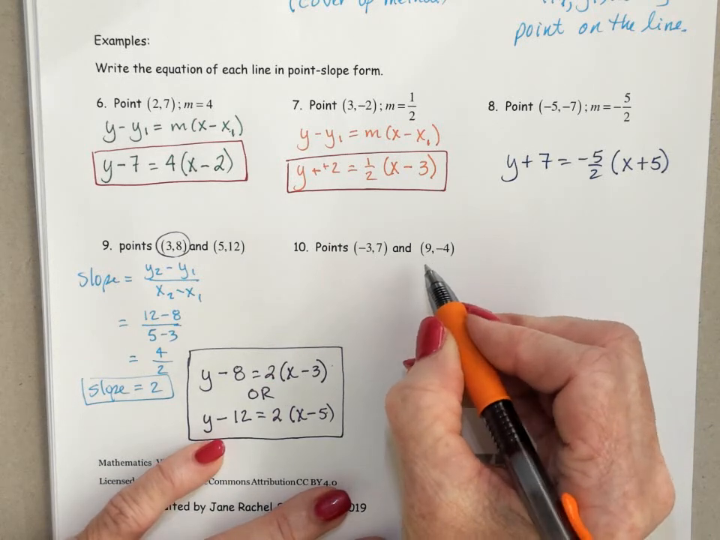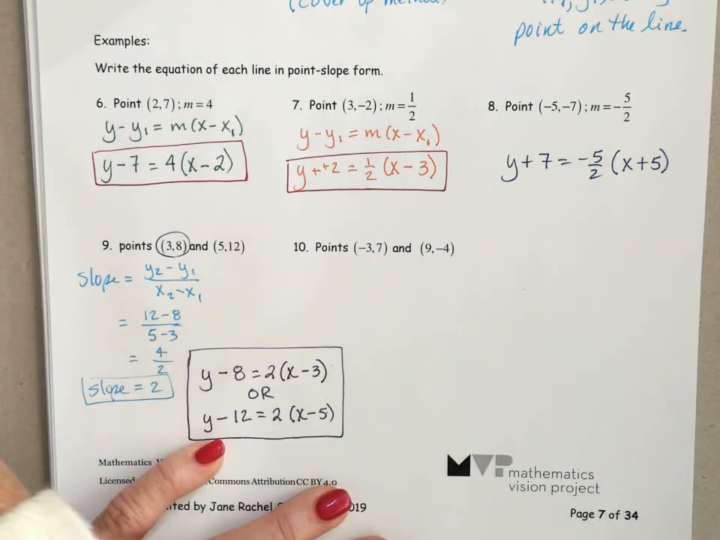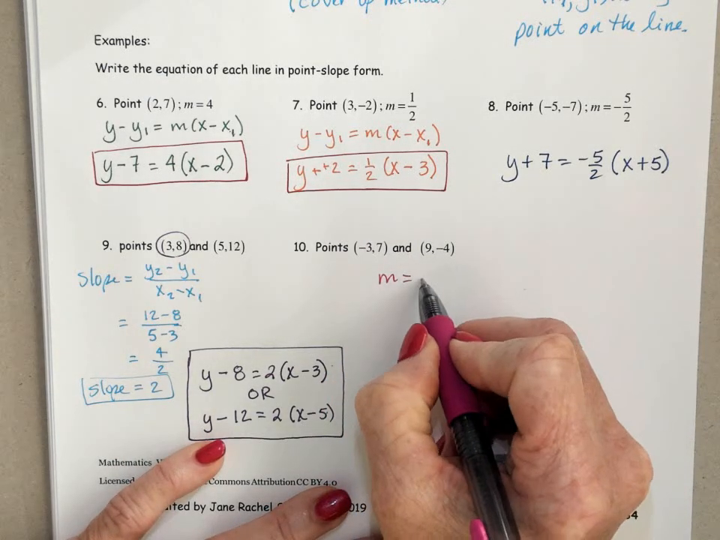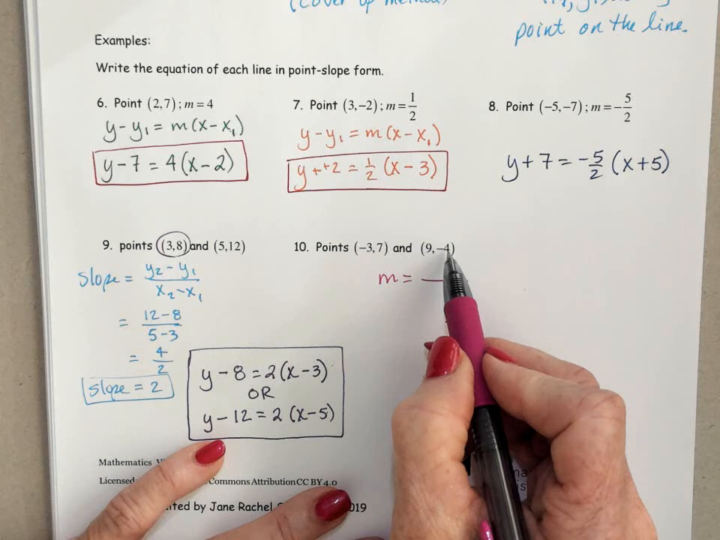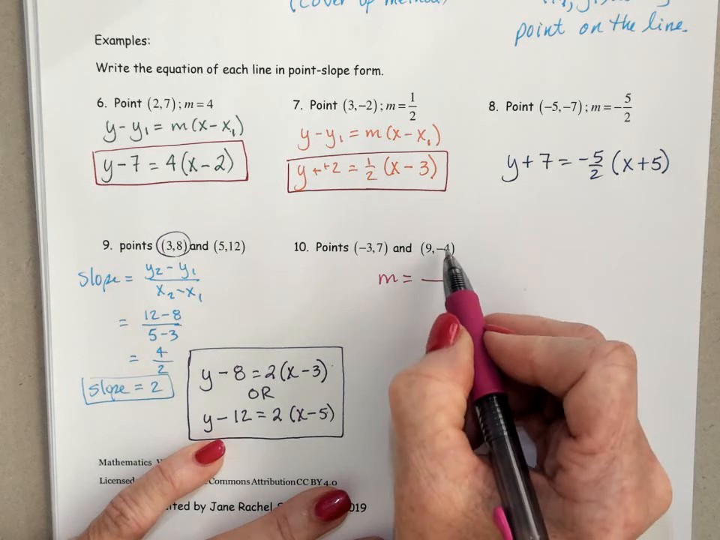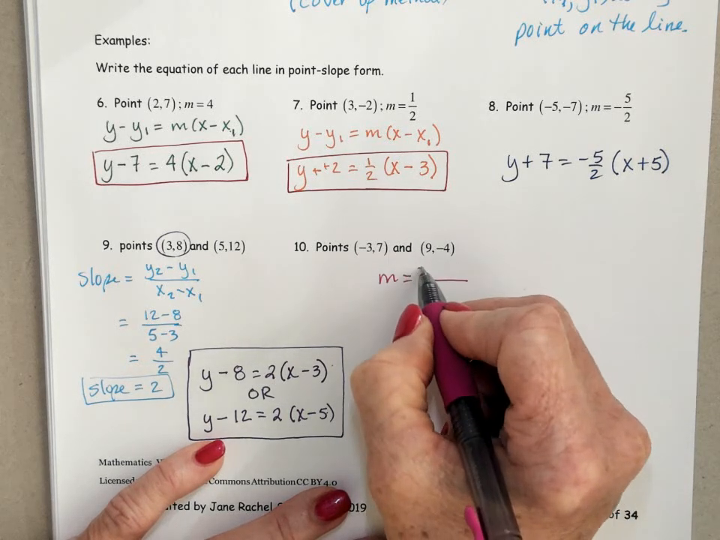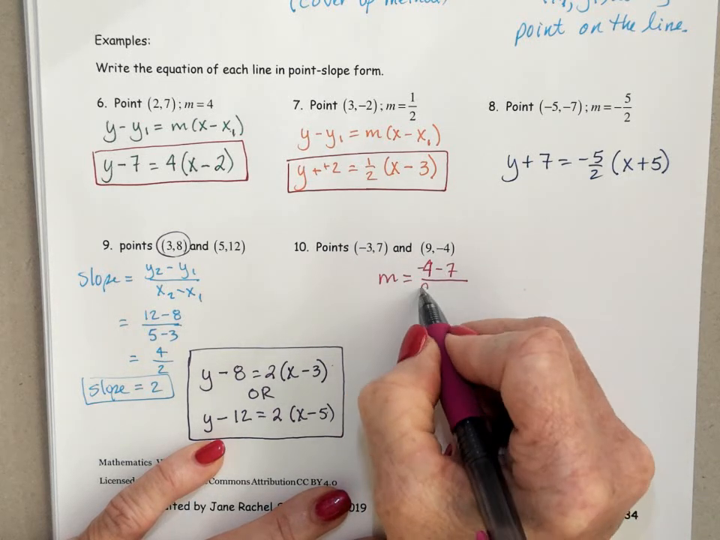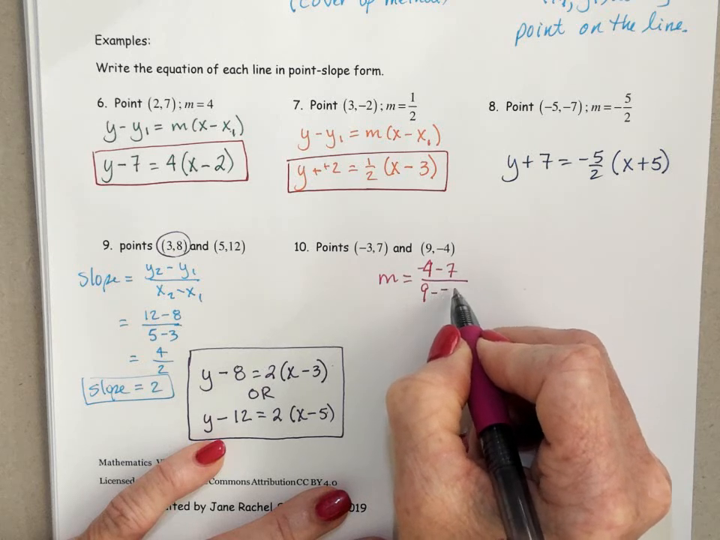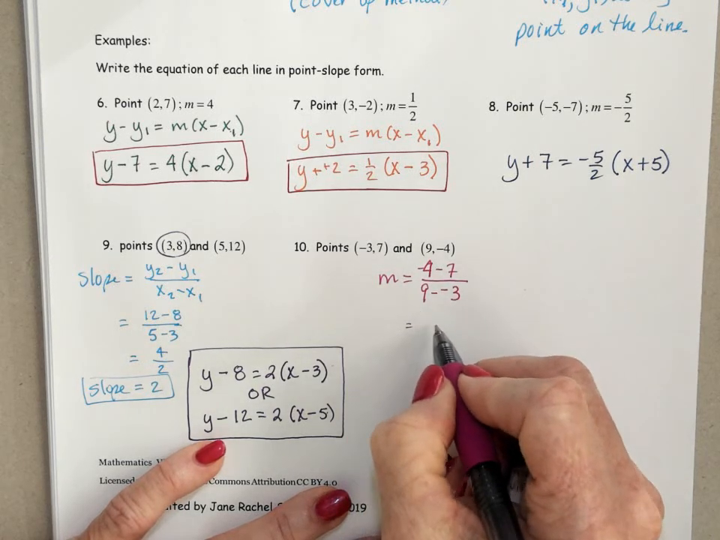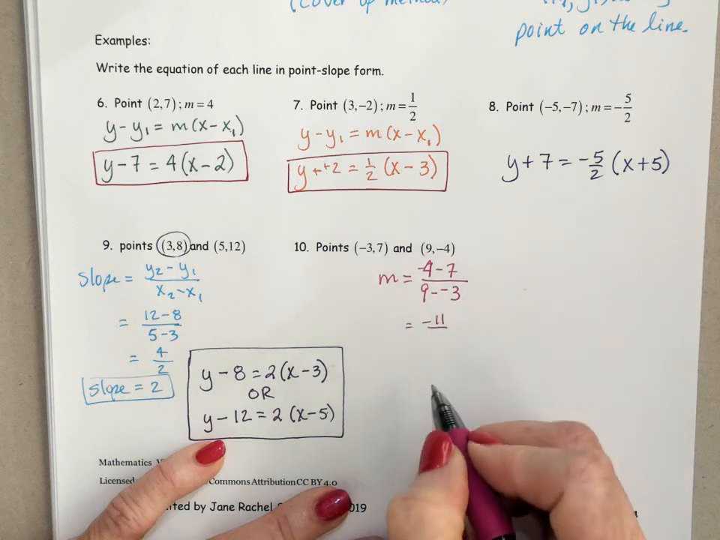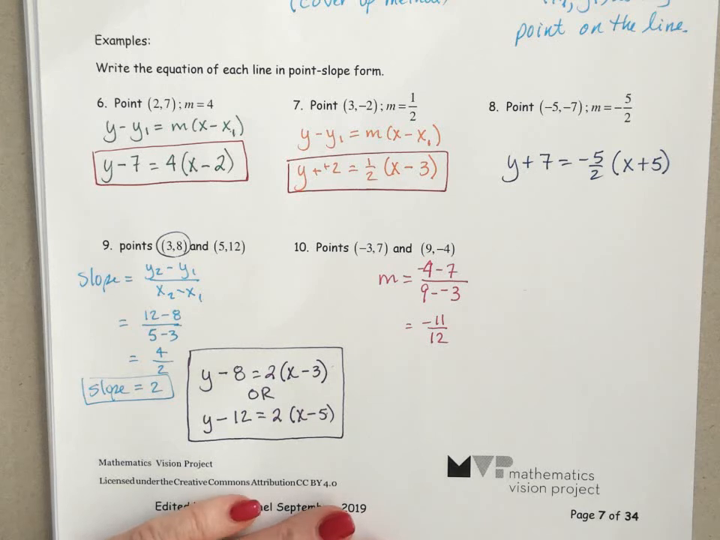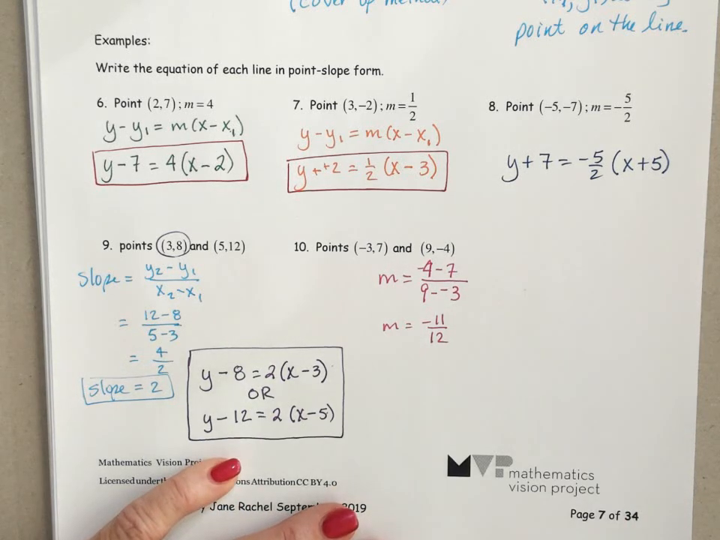Over here, again, given 2 points, you need to find the slope first. I'm going to subtract the y's. Whatever order you subtract the y's, you've got to subtract the x's. I'm going to do negative 4 minus 7 over 9 minus negative 3. Be very careful there. 9 minus negative 3, which gives me negative 11 over 12. Ugly slope, but that's the slope nonetheless.